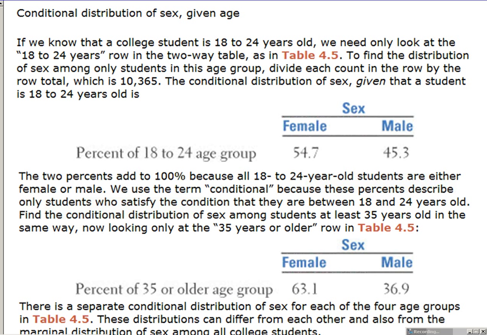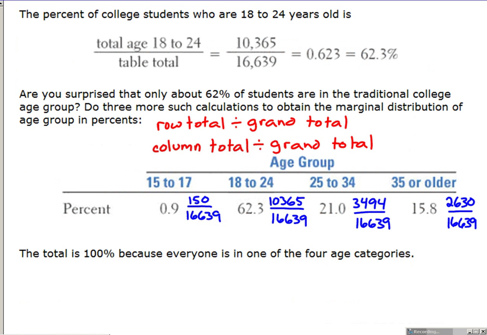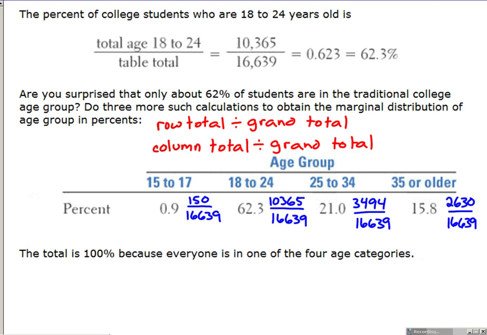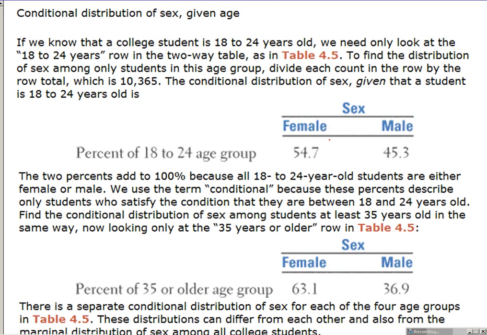So when we do a conditional distribution, the way that we get these percentages here is I want to look only at females first. So if we go back to our table here, and I'm looking at females, looking only at the 18 to 24 group, we look at the females, and we divide by the total number of students in that 18 to 24 group. So we have 5,668 divided by 10,365.